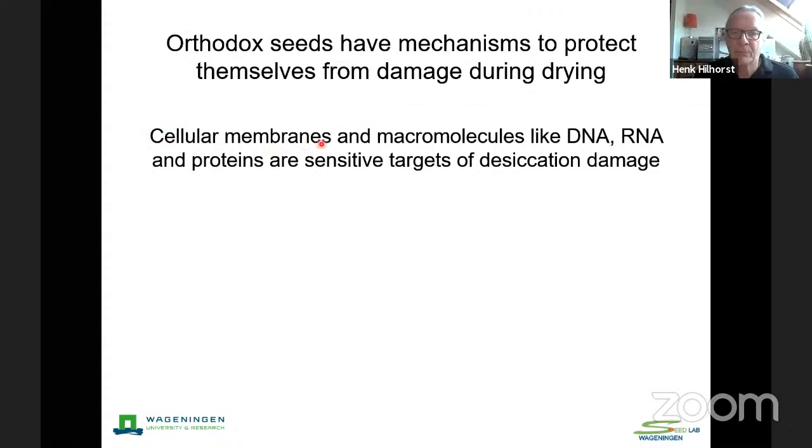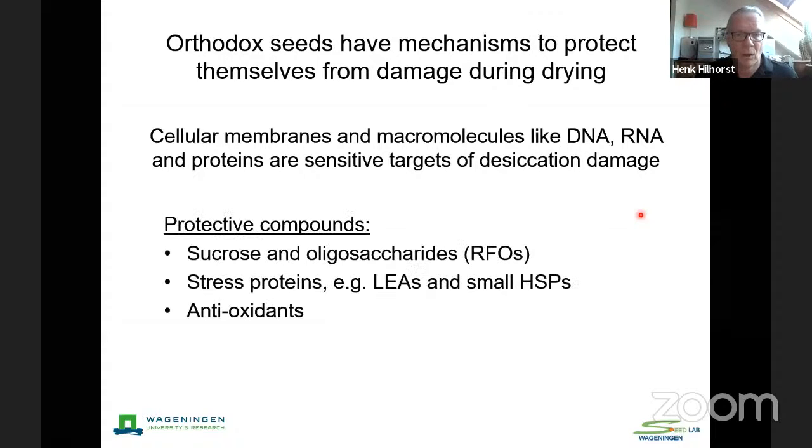The seeds that can be dried, the orthodox seeds, have mechanisms to protect themselves from damage during drying, particularly because cellular membranes and macromolecules like DNA and RNA, and also some proteins, are very sensitive targets of desiccation damage. Desiccation damage in a dry state is usually caused by oxidation, by free radicals, by reactive oxygen species. Some protective compounds you find in seeds are sucrose and oligosaccharides, a different kind of sugar, lots of stress proteins like heat shock proteins, and also, very importantly, antioxidants.